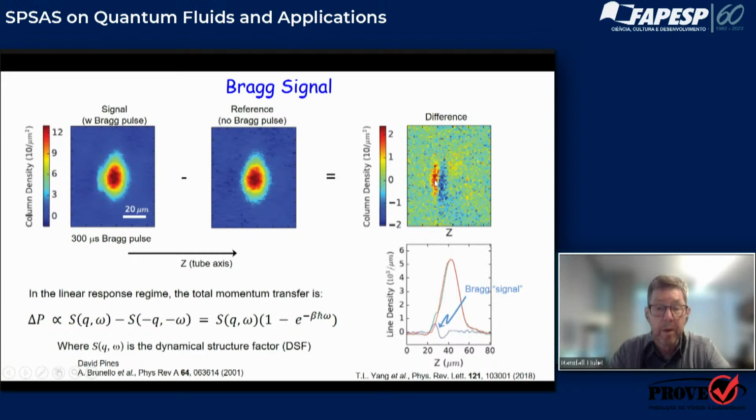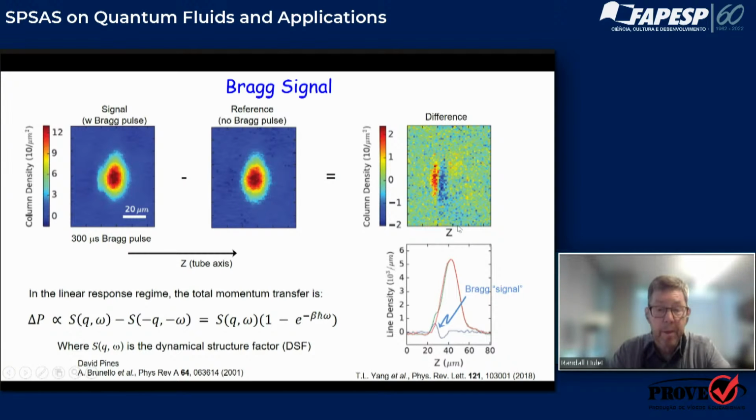So the momentum transfer that you see going from the blue to the red regions is due entirely to the Bragg momentum Q. It turns out that at low enough excitation energy of the Bragg lasers, the total momentum transfer is proportional to the dynamic structure factor, the factor that depends on both Q and omega. And that was shown long ago by David Pine.